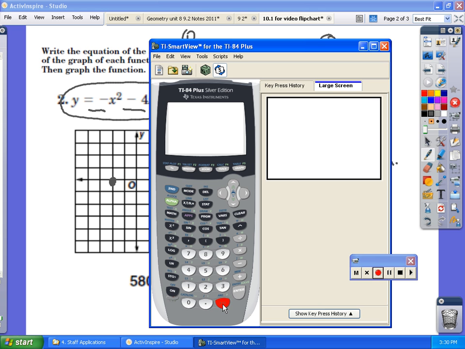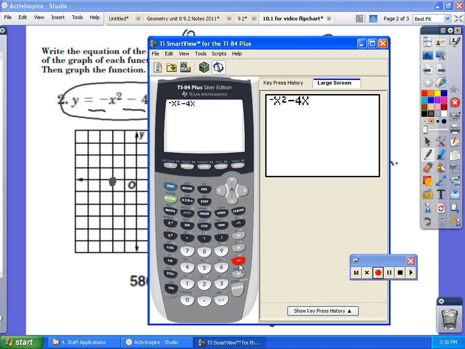So I have negative x squared minus 4x, and then it was minus 4. And when I hit graph, I should be able to see a good portion of my graph. Now, you're going to notice you don't see anything, and that's because your window right here goes from 10 to -10, so it must be outside this window.